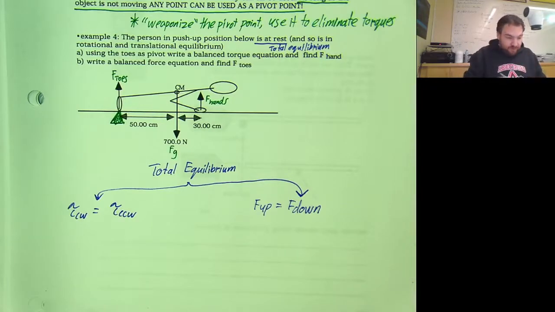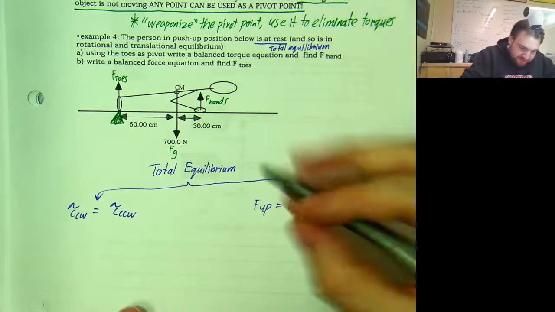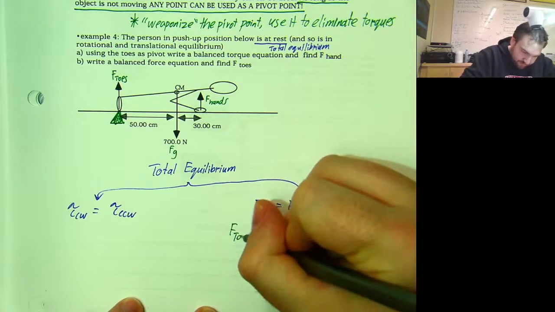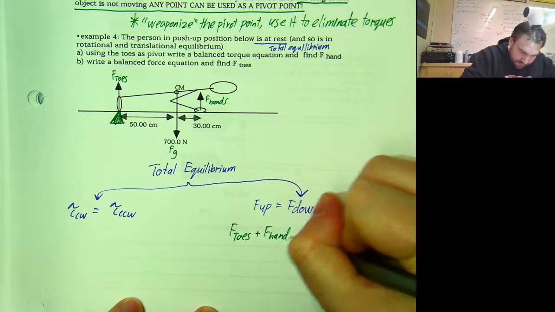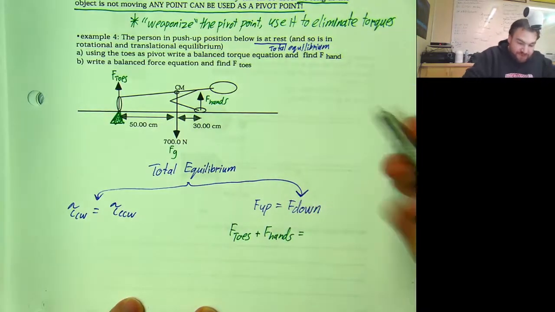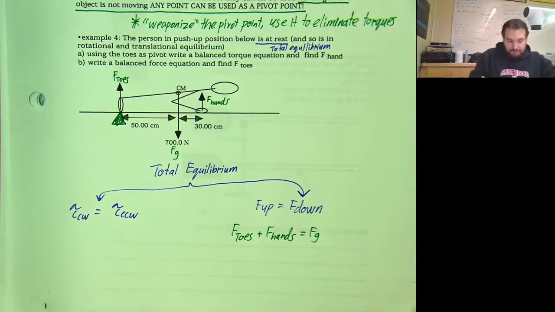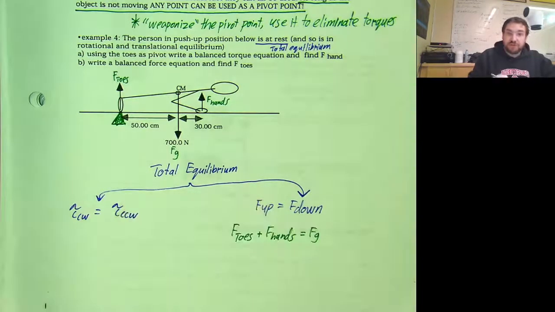So up equals down. Well, that means if the force on my toes and the force from my hands, my upwards forces are going to be F toes plus F hands. And that's going to equal my downward forces, which is just FG. Okay. We'll leave that there for now. We're going to go look at the things that are causing torques.